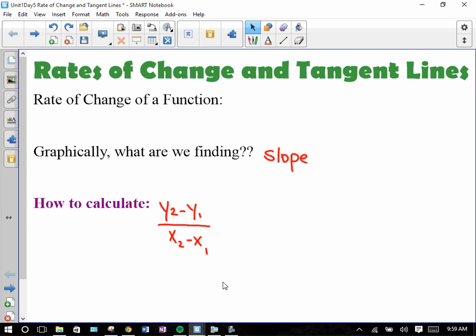Alright, so, rate of change of a function. Again, all we're going to be doing is finding the slope of a function. Now, typically when you think of slope, what type of function are we talking about?